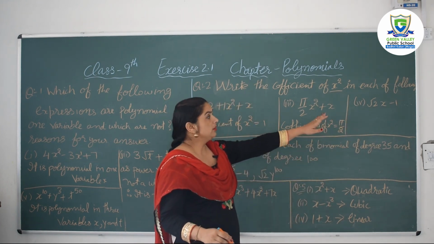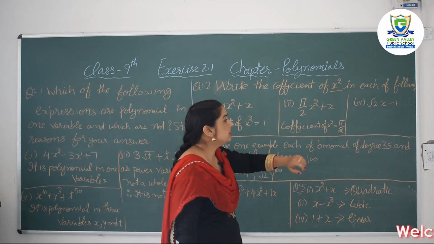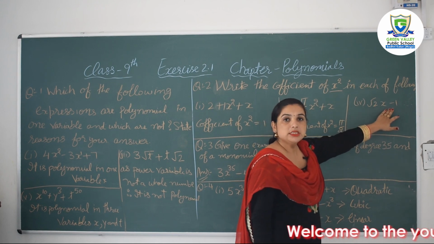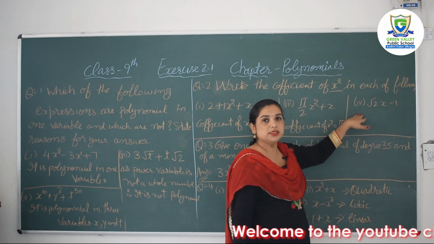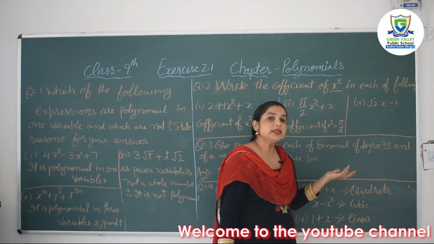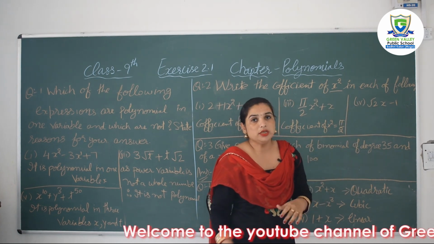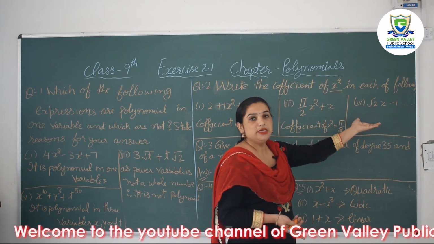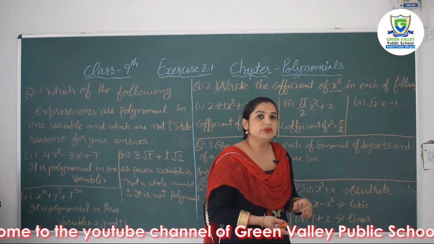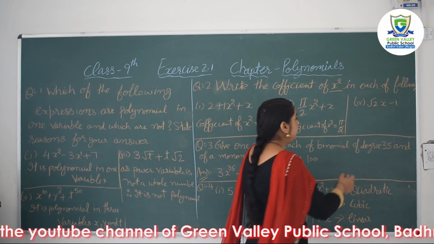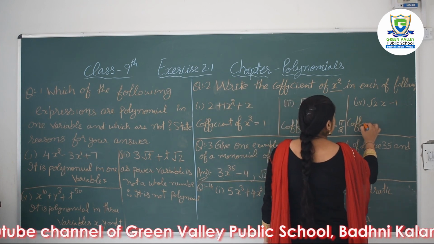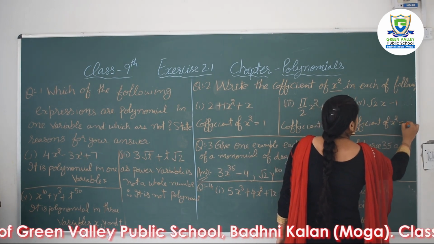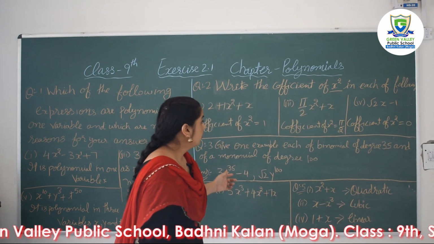One more example, the fourth part I took for you. In this, if you can see, student, it is under root 2 x minus 1. And if you can check in this, we do not have a term of x square. If the term is not there, it means there is no coefficient. So for such kind of question, we'll write the coefficient of it as 0. So what we'll write? We'll write coefficient of x square is 0. Hope it is clear.